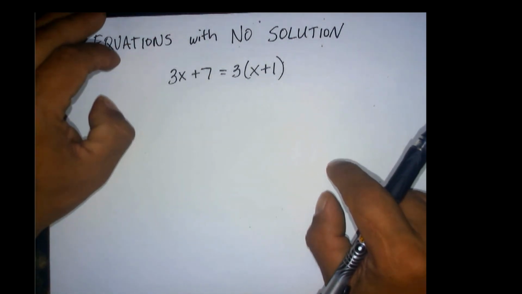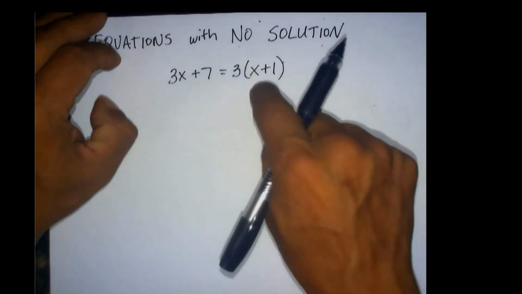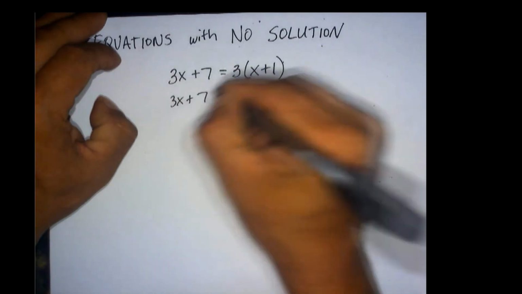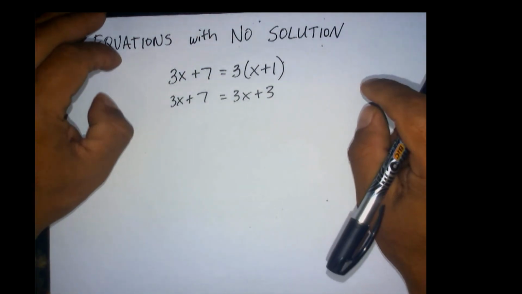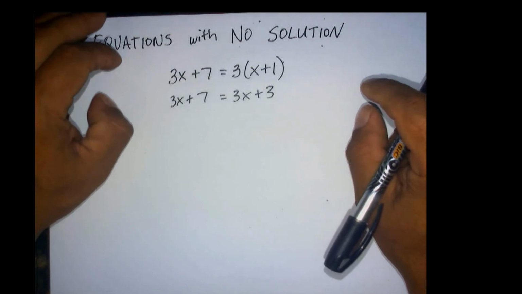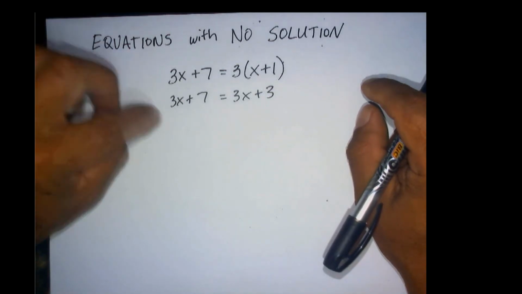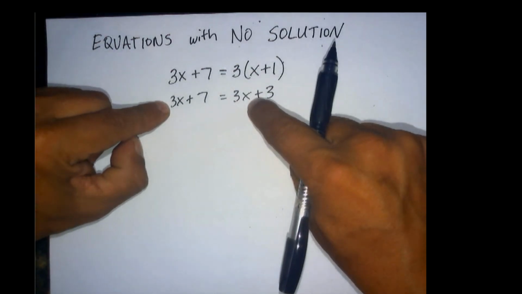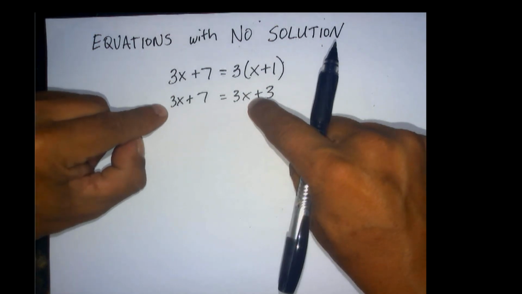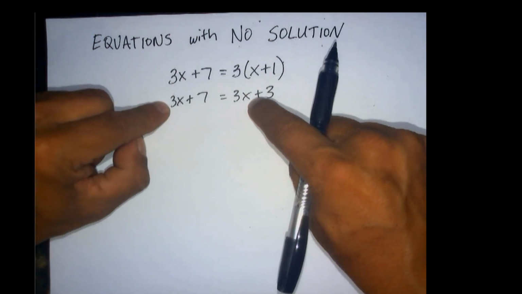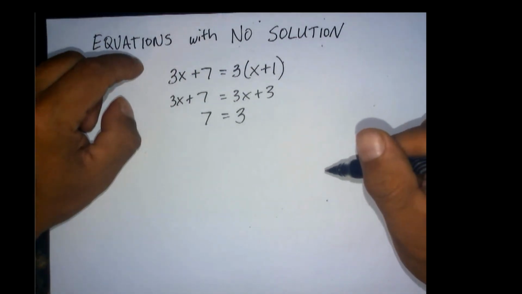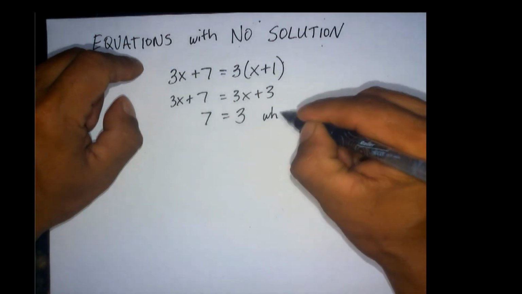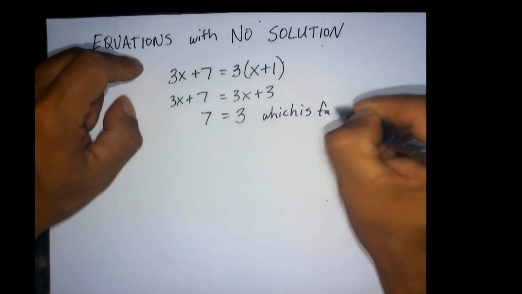Okay, so we're going to distribute over here. This side's good. And then that's going to equal 3x plus 3. Pay close attention. If I take 3x from both sides, the same variables with the same coefficients on both sides, I'm left with 7 equals 3, which is false. So there's no solution.